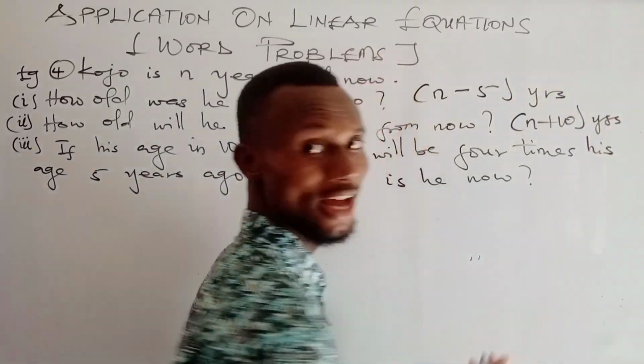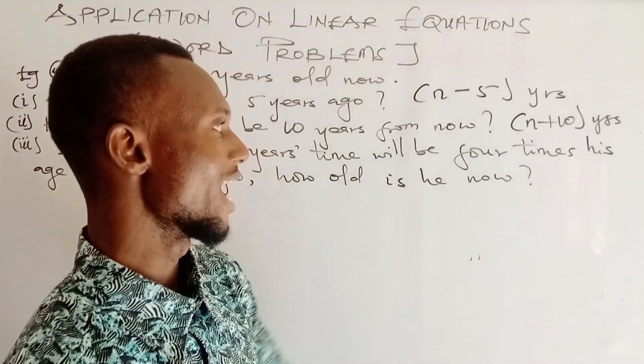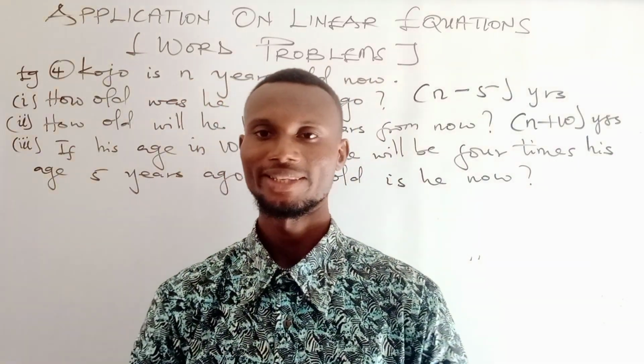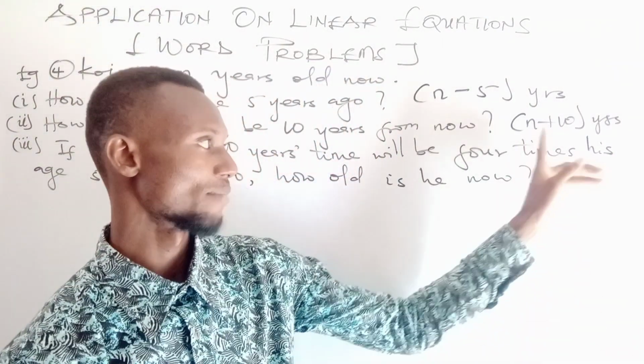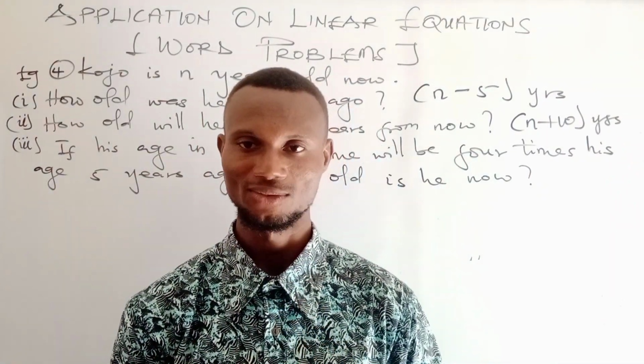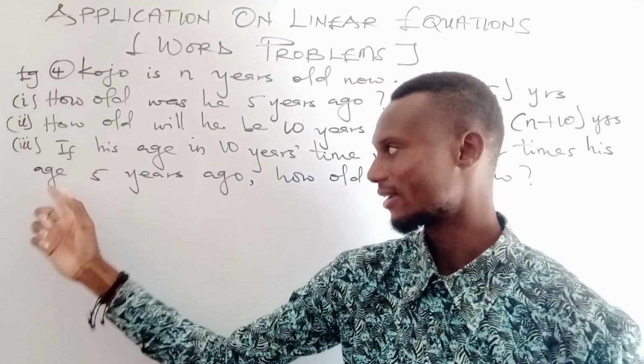Okay, so that's the answer. That's all that you need to do to answer the II. His age 10 years from now is n plus 10 years. I hope you agree with me and you understand up to this point. Okay, good. Now, let's tackle the III.